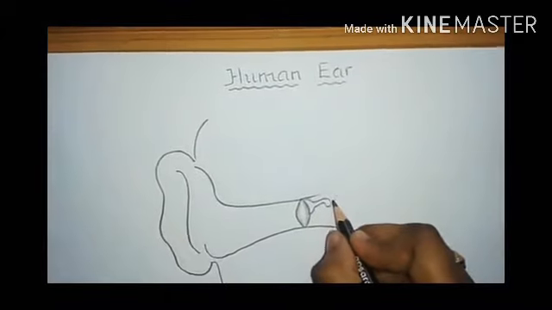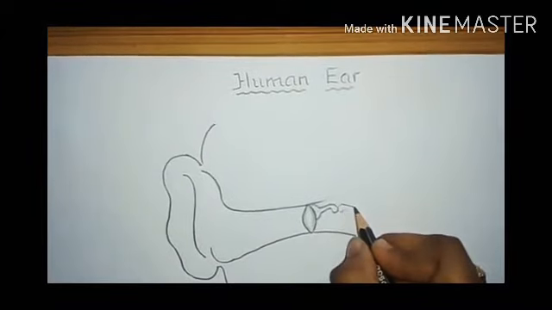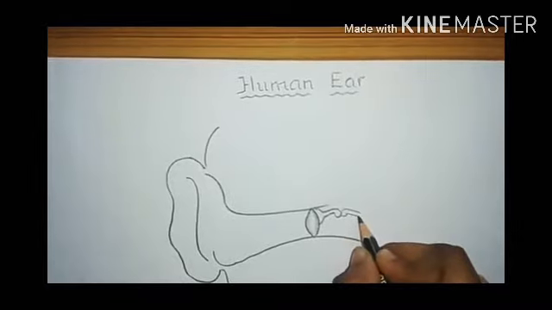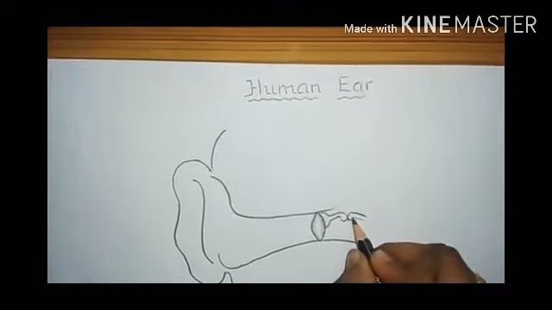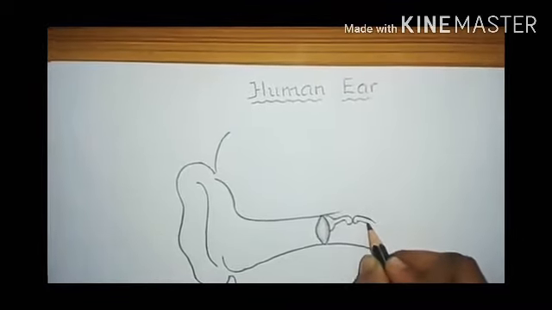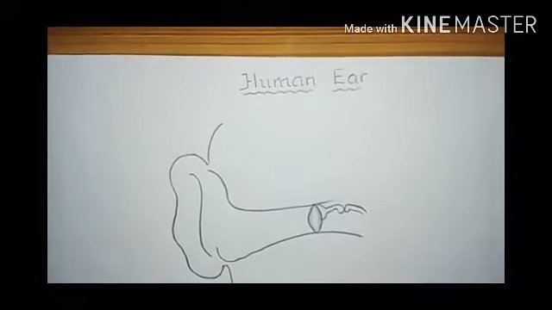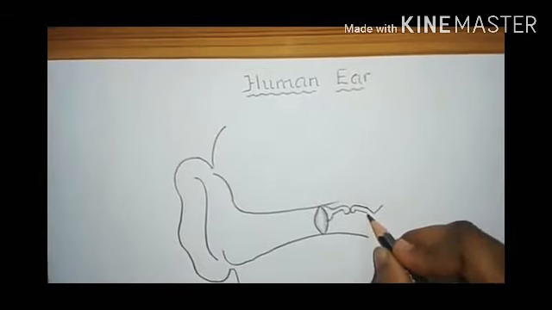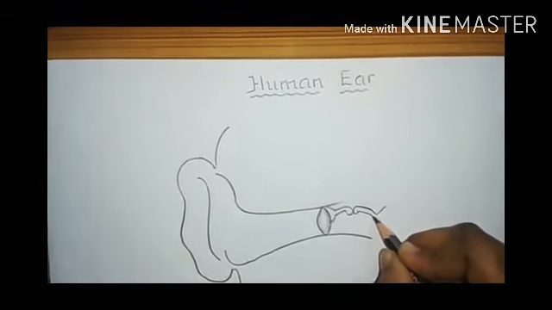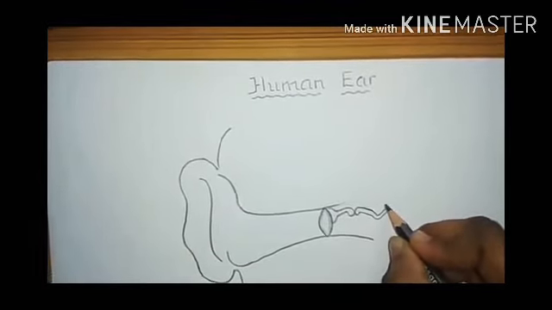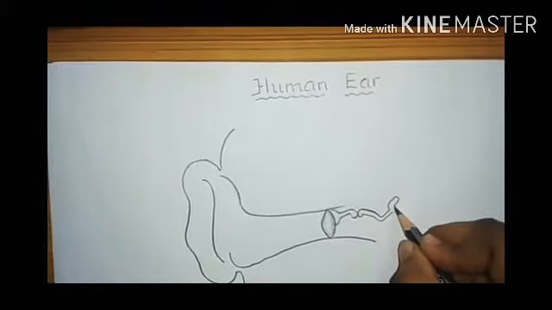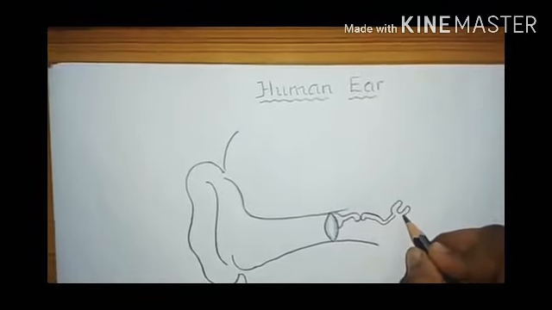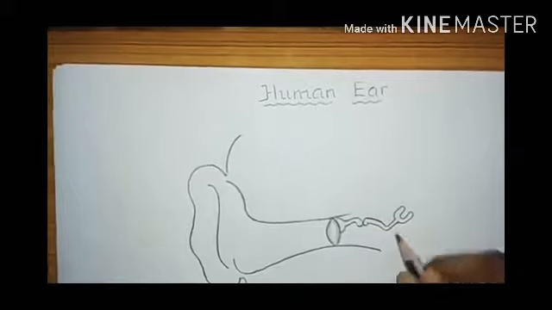The second smallest bone of the middle ear is incus, which is just opposite to that of the malleus. So draw the structure like this. The third smallest bone is called stapes, or it is also called stirrup. So stirrup is like this. Draw the third smallest bone of the middle ear like this.